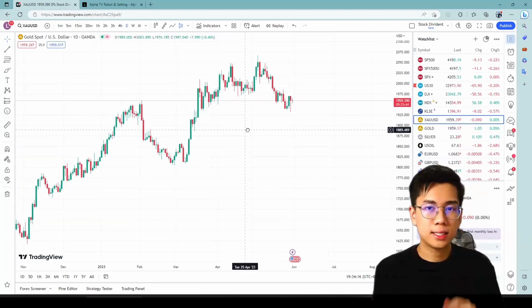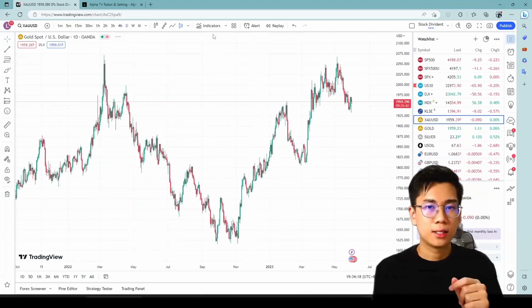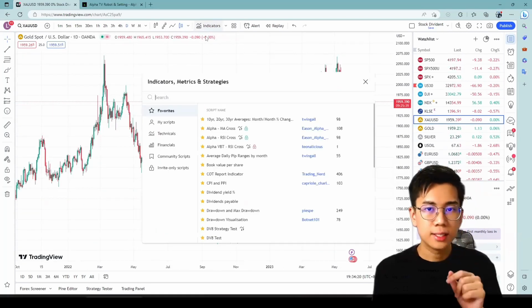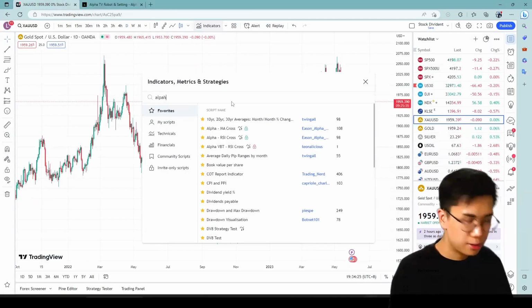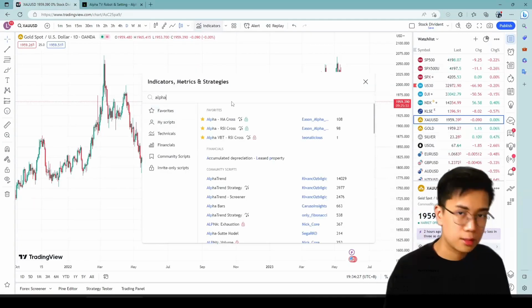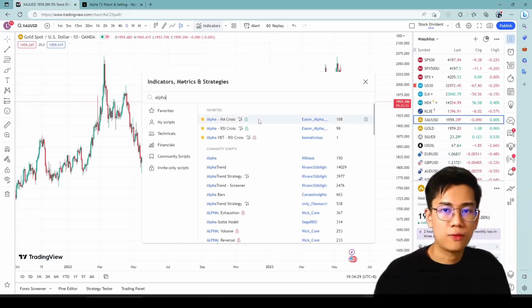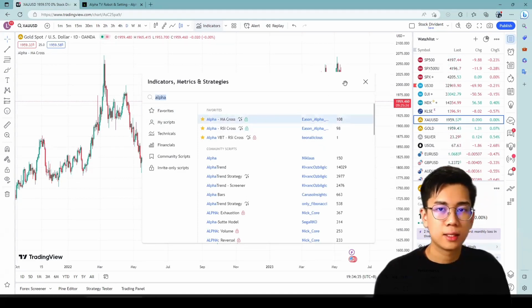Now, how does this look like? You go to indicators. Suppose after we added you in, you can type alpha, and then you are able to view this Alpha MA Cross and RSI Cross. These are the two versions. So you click on MA Cross first.